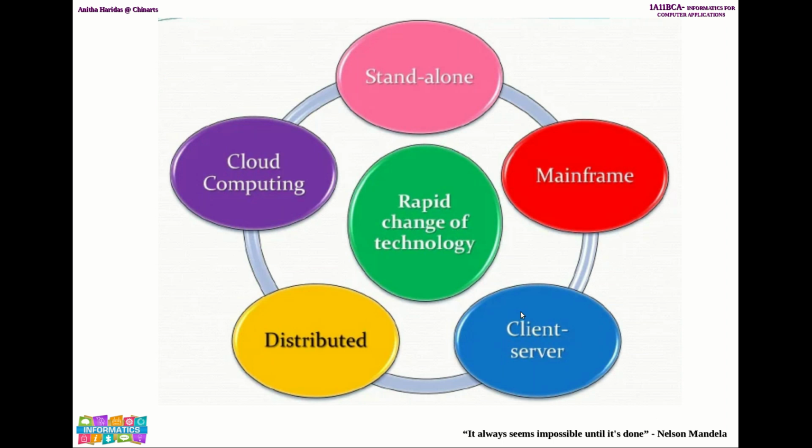Now, what are the rapid changes that are happening in technology over time? One, we started from the standalone machine, then came mainframe and minicomputers, server kind of machines. Then the client server architecture helped in having services provided by various servers in a distributed environment, and now we are in the cloud computing environment.